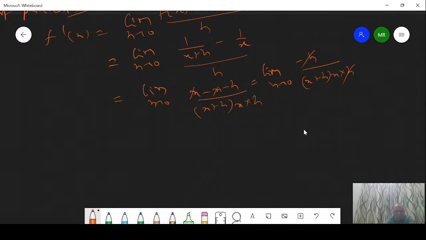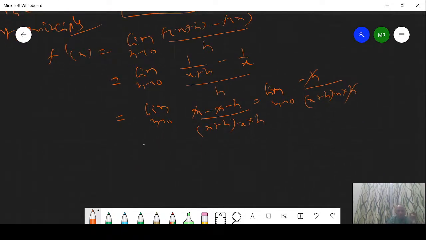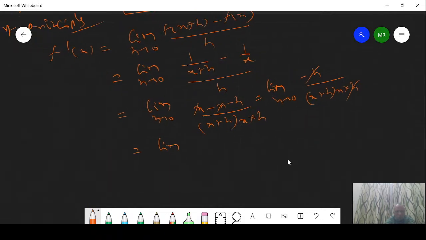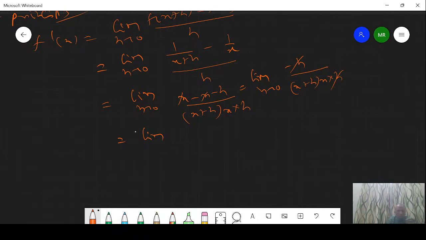Then you will get limit h tends to 0. You can see now. I hope you are understanding, right? Any doubt you can ask me now. Limit h tends to 0, this will become minus 1 by x plus h into x. Apply the limit: minus 1 by, you will get x plus 0 into x. So it will come minus 1 by x square.